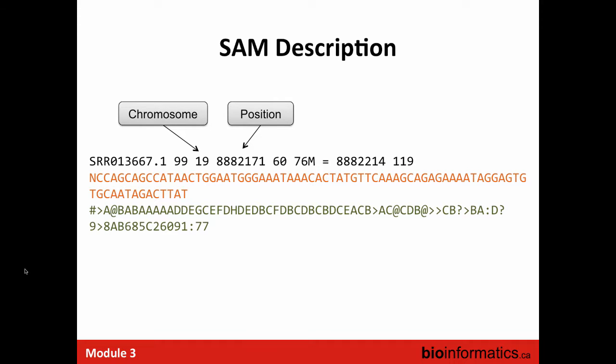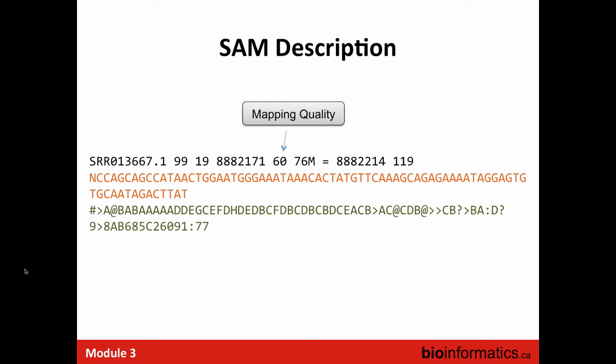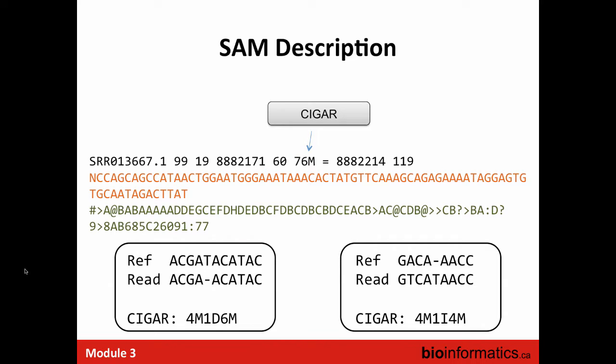The next fields are the actual chromosome that the read mapped to and its position along the chromosome. So in this case, the read mapped to chromosome 19 at about 8.8 megabases. Next field is the mapping quality. This read got a mapping quality of Q60, which is the upper limit for mapping quality. You won't see reads mapped with a quality higher than Q60. That means it's about a 1 in a million chance that it was mapped incorrectly, so we could rely on this read quite a bit.